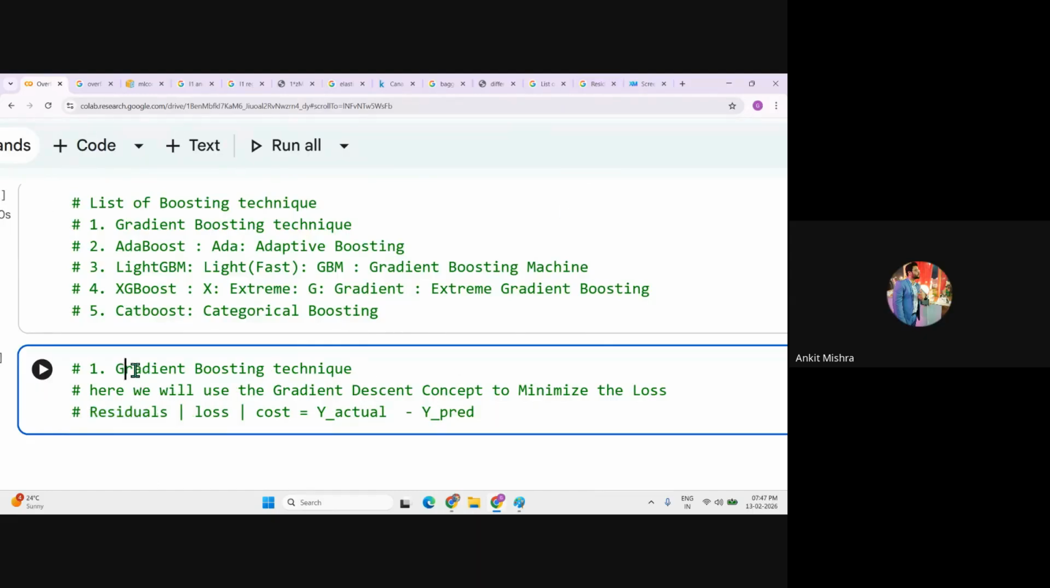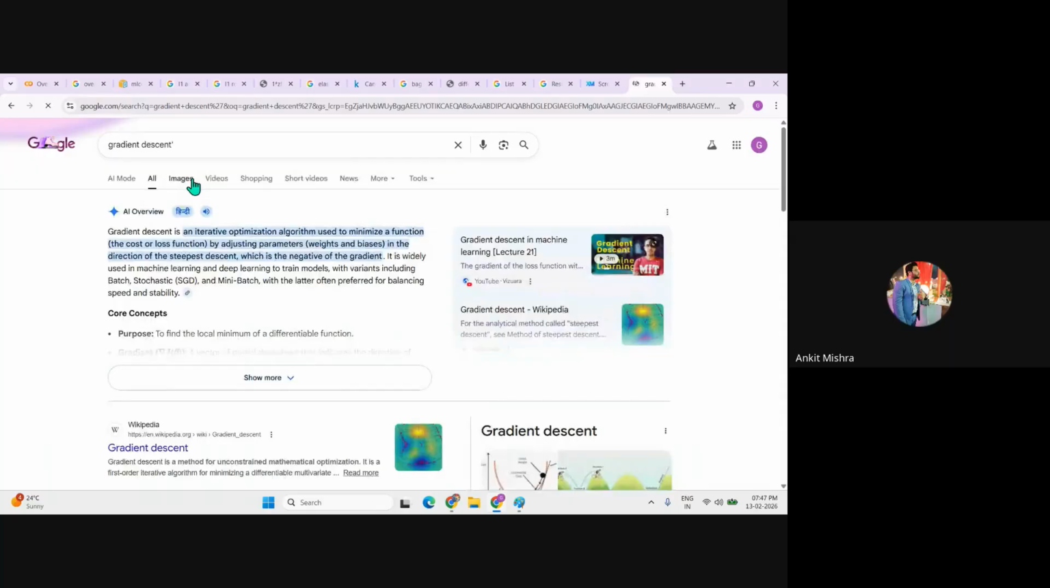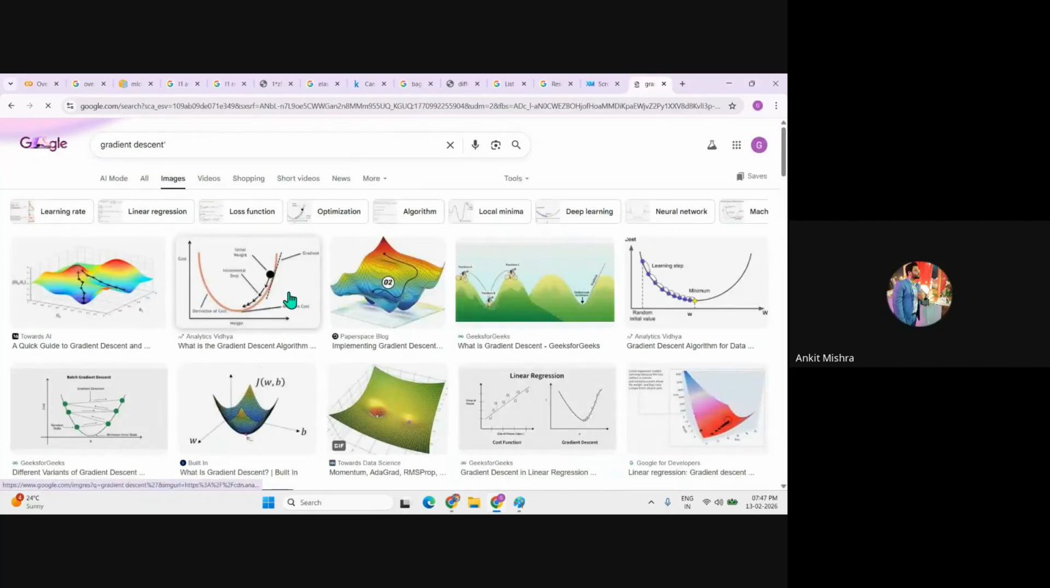So in gradient boosting, we will use the gradient descent concept to minimize the loss. Now, let's quickly understand what gradient descent is. I hope everyone is already aware of the gradient descent concept in machine learning, right? Gradient descent is a technique that will try to optimize and find the best weight value or best bias value to quickly minimize the loss, or to get the optimal value of the weight and the bias.